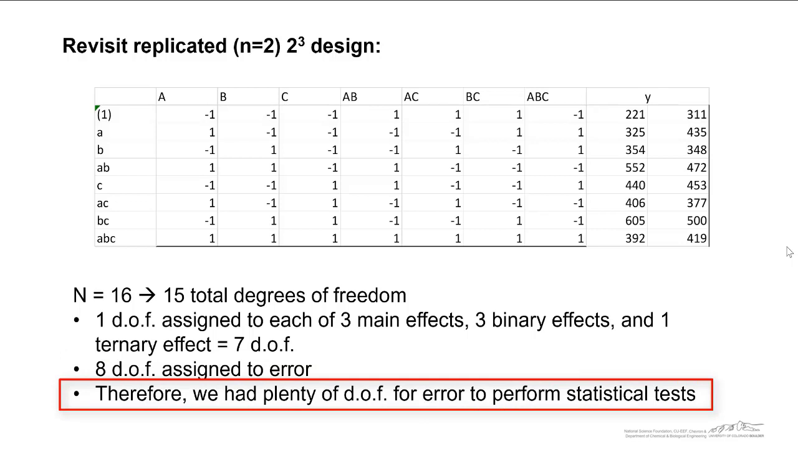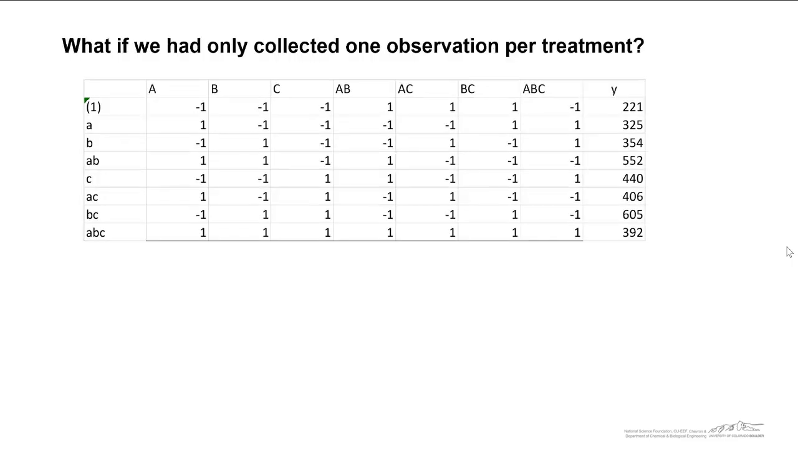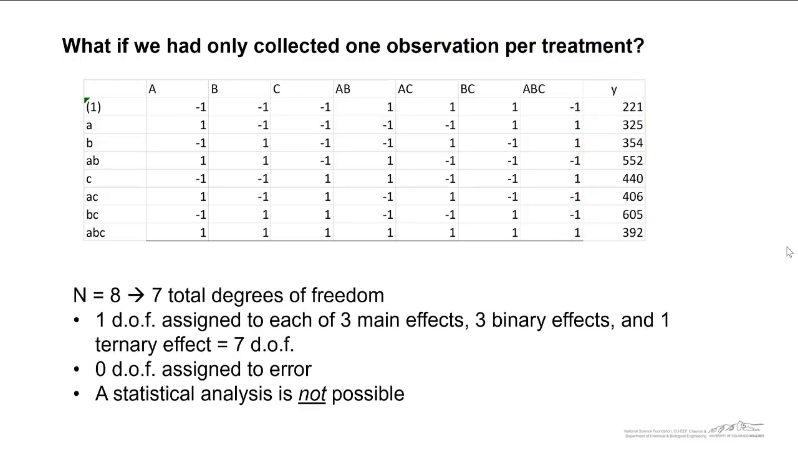Whenever you're performing statistical tests, you need plenty of additional equations or degrees of freedom to use as pure error in order to calculate test statistics. So let's take a look at this example if we had only had 1 observation per treatment. So I've removed that second replicate of each of these observations. In this case, we only have 7 total degrees of freedom.